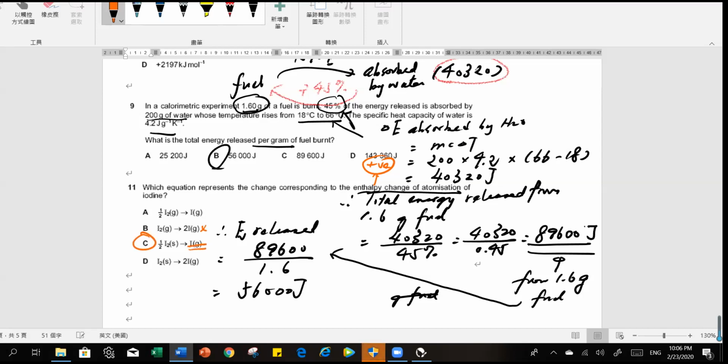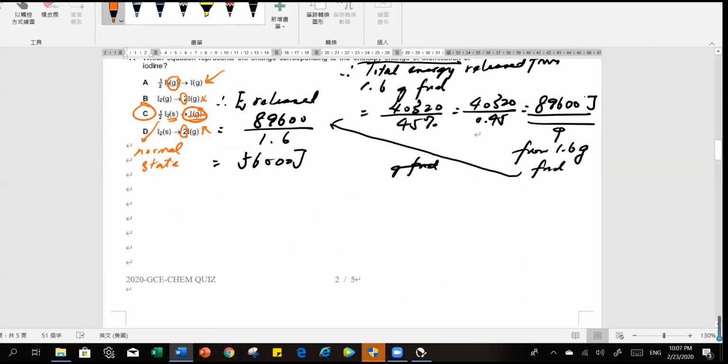Now 1 mole of gaseous atom is formed. This is also 1. This is not 1, right? This is not correct because iodine exists as solid at its normal state. So in its elemental form, right? So C is the correct answer because it is its normal state. Iodine is solid, right? When 1 mole of gaseous atom is formed.